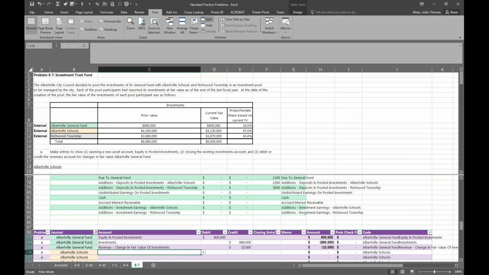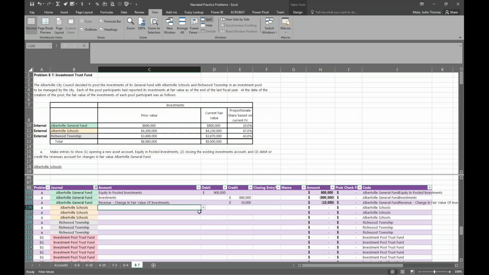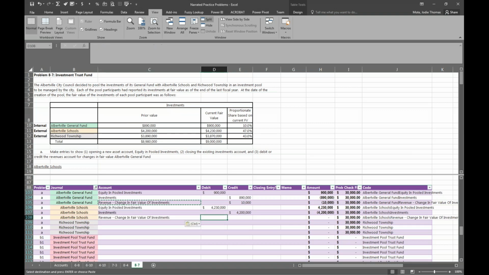Okay, now let's go to the schools. The schools, we are recording the new investment in the equity in pooled investments for $4,230,000. We are removing the old investment for $4.2 million. Sorry. And we're recording revenues, change in fair value, for the difference of $30,000.